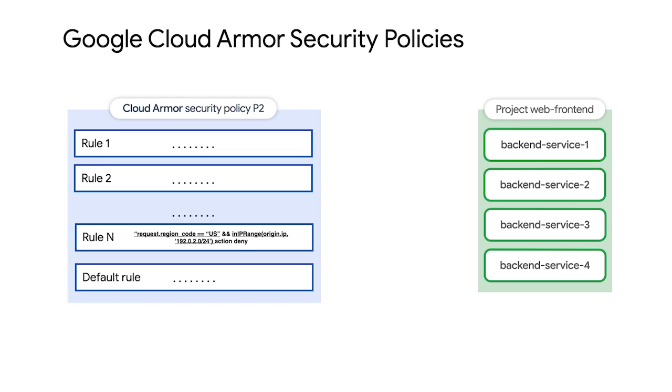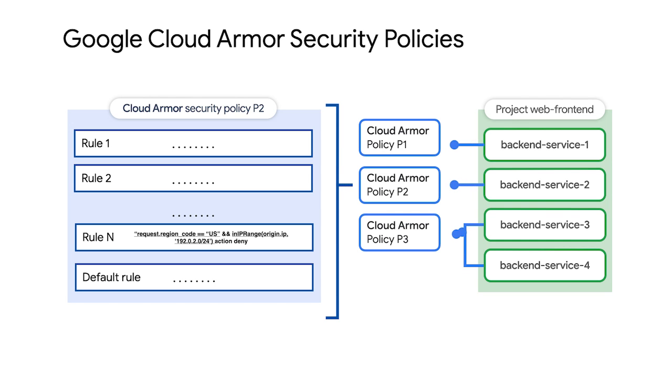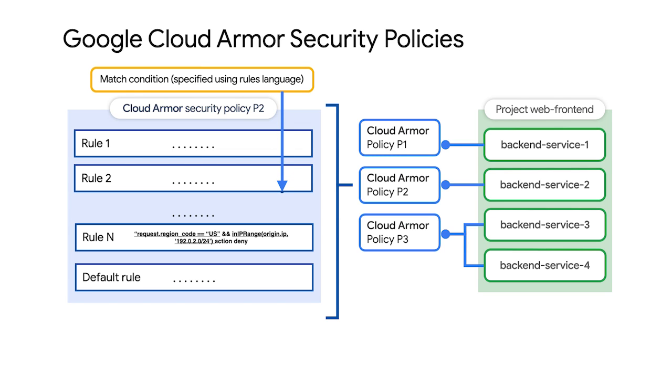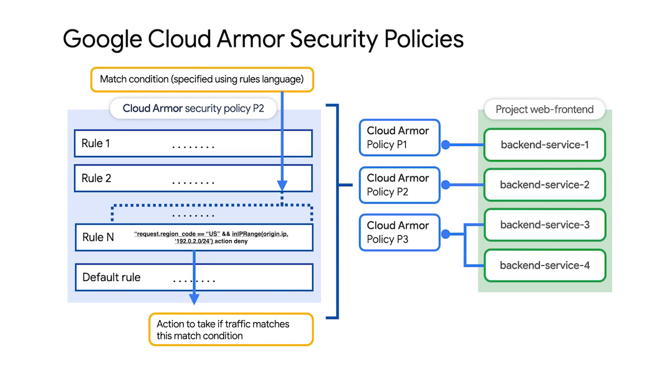Cloud Armor, similar to Cloud CDN, is available as part of the global HTTPS load balancer. Cloud Armor consists of security policies. A security policy is a collection of rules. Rules can be custom firewall rules or particular protections included in the OWASP Top 10. A Cloud Armor rule has a priority associated with it.